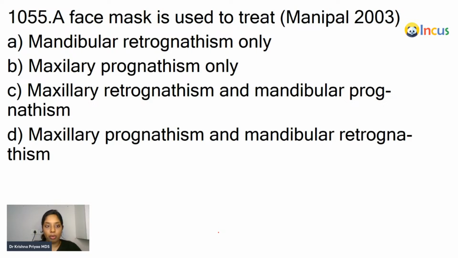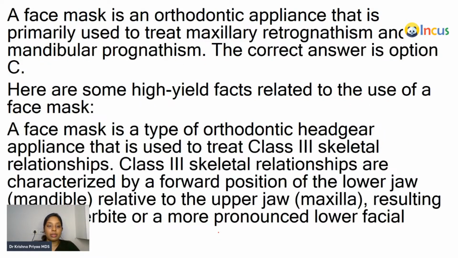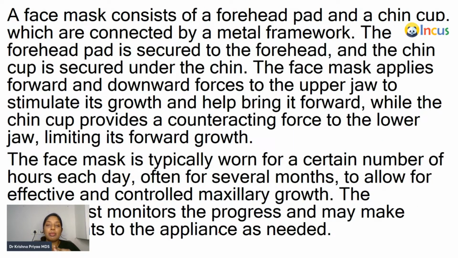Mandibular retrognathism, no. Maxillary prognathism, no. Maxillary retrognathism and mandibular prognathism. So here, since they've given it along with the mandible, the answer is C. It's maxillary retrognathism to begin with. So before going to it, I'm telling you, understand the question properly.